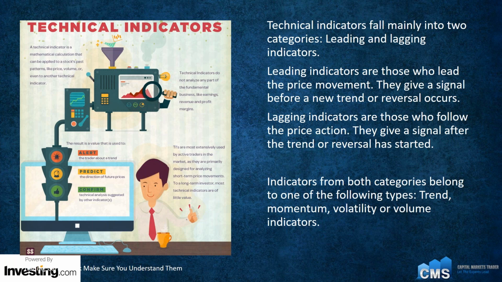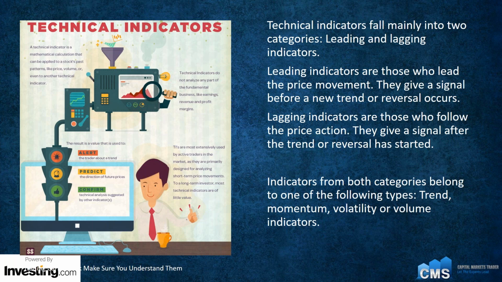Remember, the whole school of technical analysis isn't just about indicators. There's trend lines, there's support and resistance levels, there's volume, and then there's technical indicators. Technical indicators are mathematical calculations that you either lay over your price chart or fall below your price chart. Technical indicators fall mainly into two categories. These are called leading and lagging indicators. Leading indicators are those that lead the price movement.